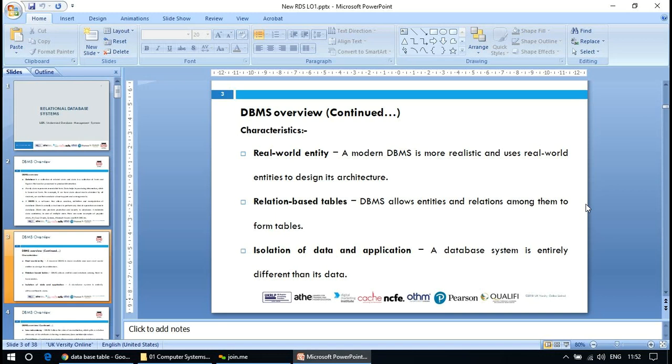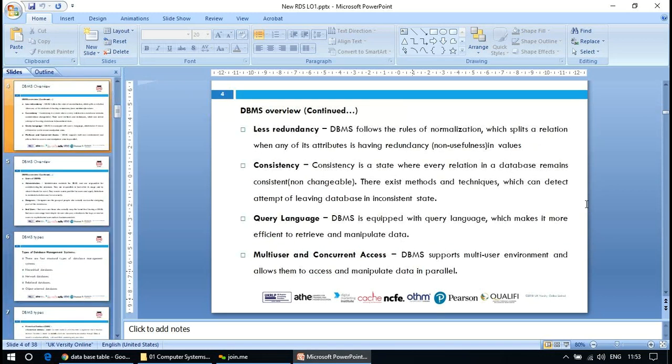Now you are trying to get into the databases and how the databases are working. In today's databases, previously, those were the problems: the applications and the data used to be tightly coupled, and those were not isolated. So next is less redundancy.